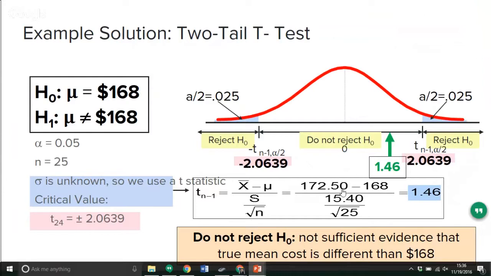We have the sample standard deviation, which was 1540, and we said that we sampled 25 rooms, which was our n, so the square root of 25. Calculate it all out, we get 1.46. That is our test statistic.